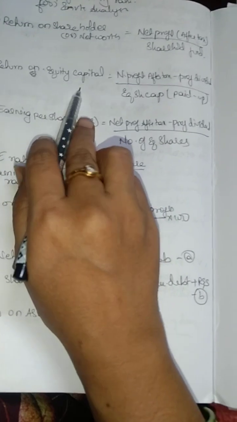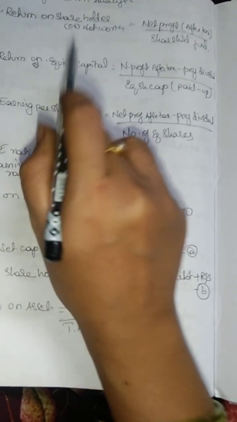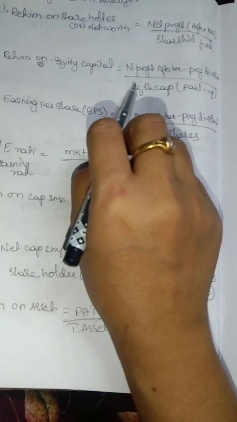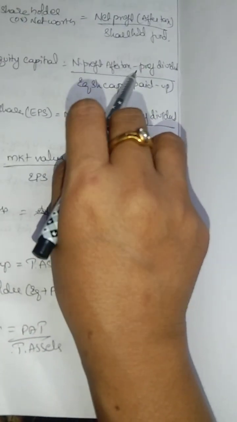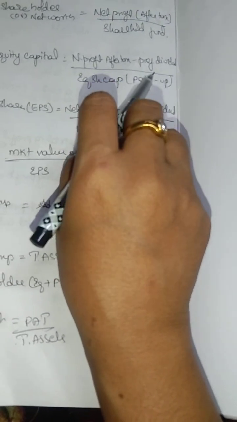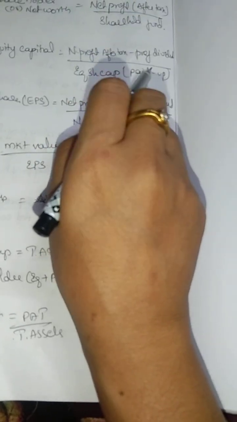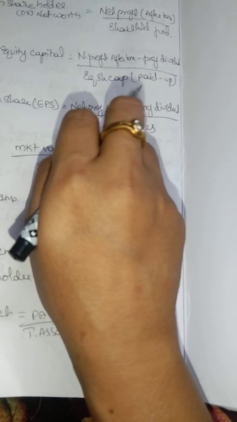Now return on equity, he said. Very specifically he said equity. Equity means what? They are the last payment receivers. So it will again be profit after tax. The extra point to be added is that if any preference shares are there and a dividend is there, we subtract the preference dividend: net profit after tax minus preference dividend, divided by equity share capital, that too paid up.